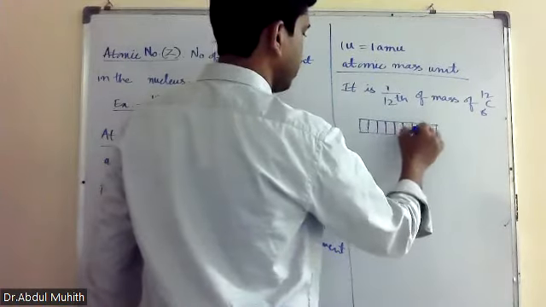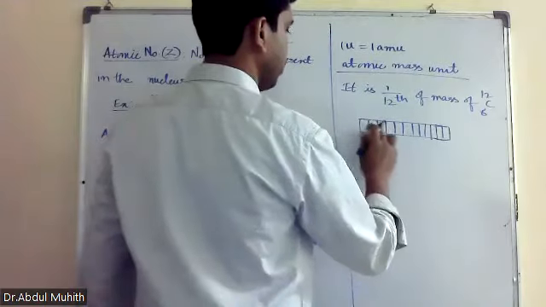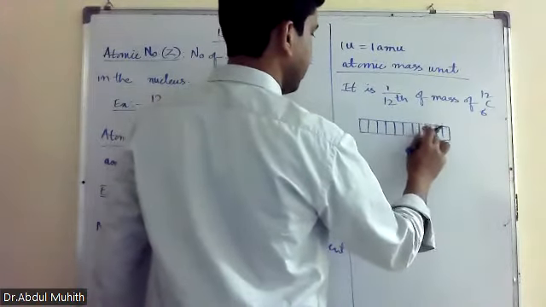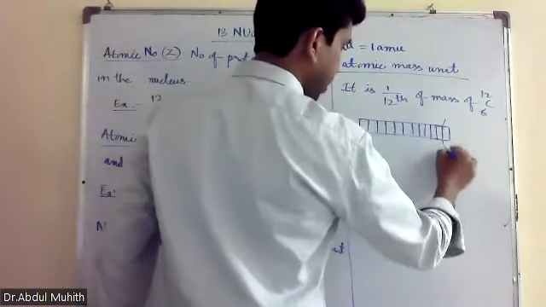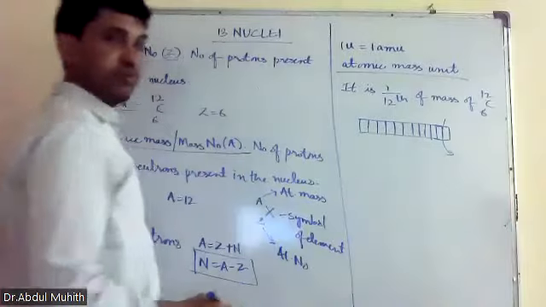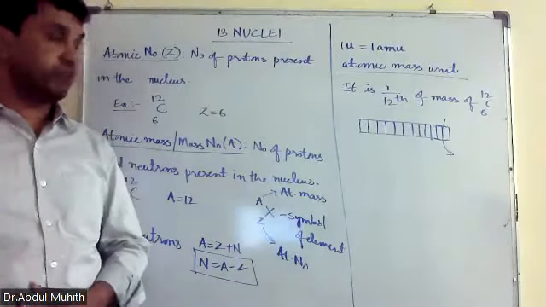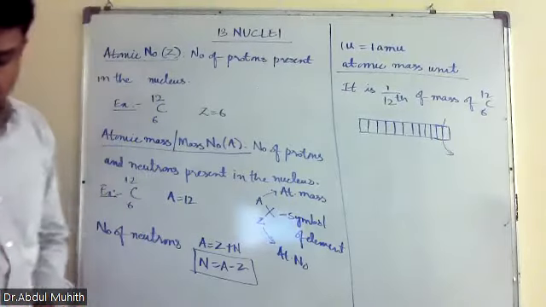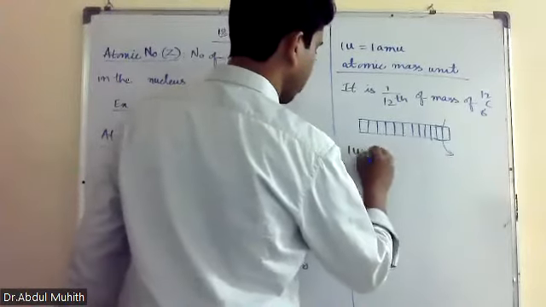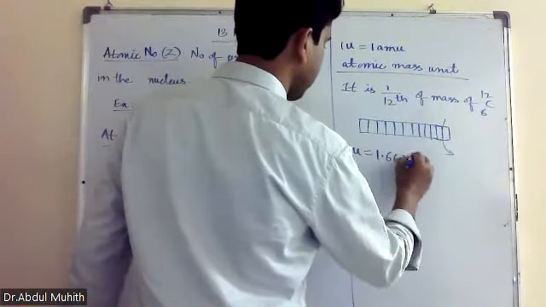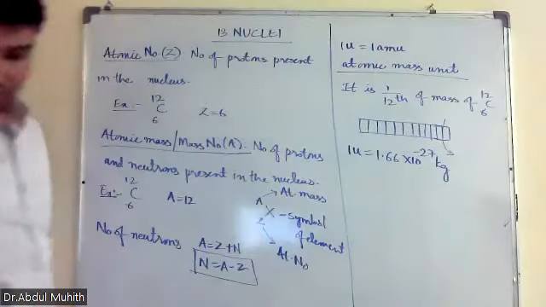for example, I'm taking 1, 2, 3, 4, 5, 6, 7, 8, 9, 10, 11, 12 parts. So this one part is known as 1 AMU. If you break the C-12 atom into 12 parts, then one part is known as 1 atomic mass unit. So what is the value of one AMU? It is exactly equal to 1.66 into 10 to the power of minus 27 kg.